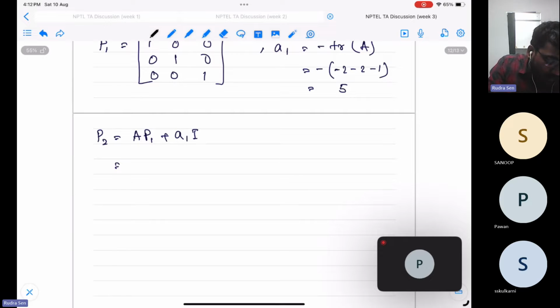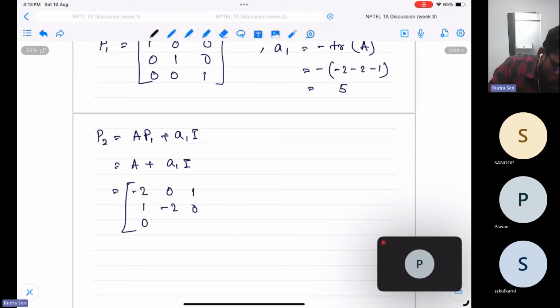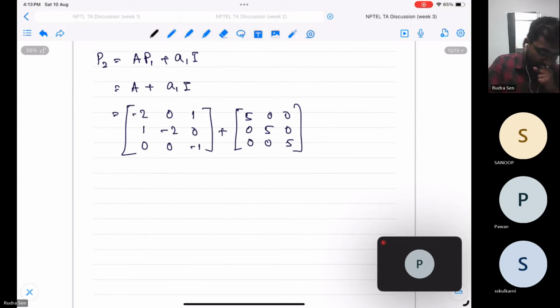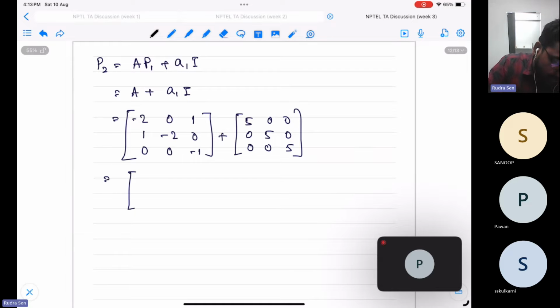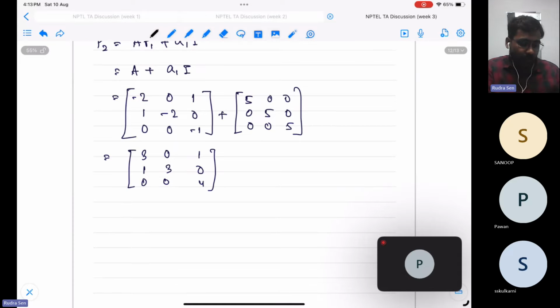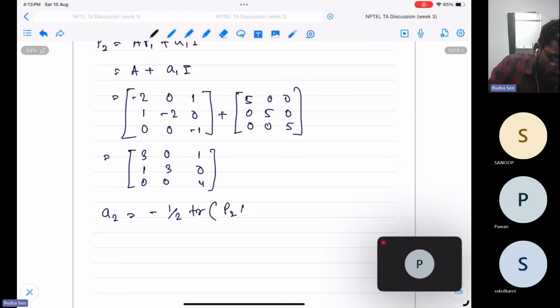Now I need to find out P2, which is A P1 plus a1 into I. A P1, P1 is also I, so this is basically A plus a1 into I. A is minus 2 0 1, 1 minus 2 0 and 0 0 minus 1, plus a1, which is 5 0 0, 0 5 0, 0 0 5. Okay, so what you will get? This is 3 0 1, this is 1 3 0, this is 0 0 4. So this is the value of P2, and a2 is basically minus half trace of P2 into A.